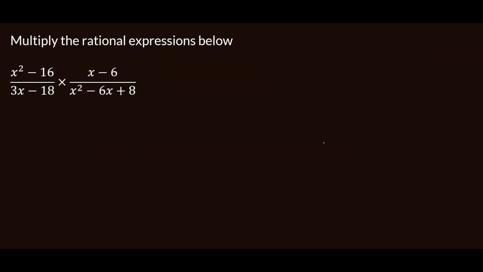Okay, let's go with this next example. Multiply the rational expressions below. So we're going to do exactly the same thing. We first have to factor each of these expressions. So we have x squared minus 16. This is going to be x minus 4 multiplied by x plus 4.